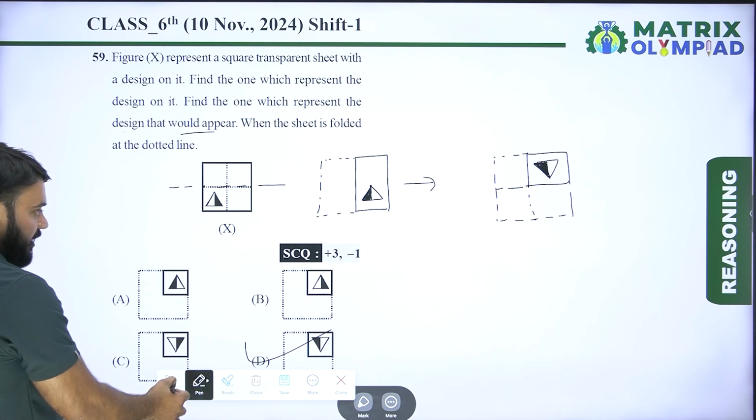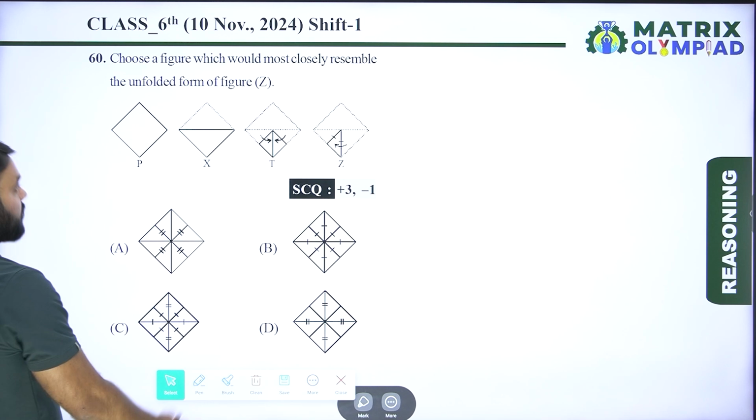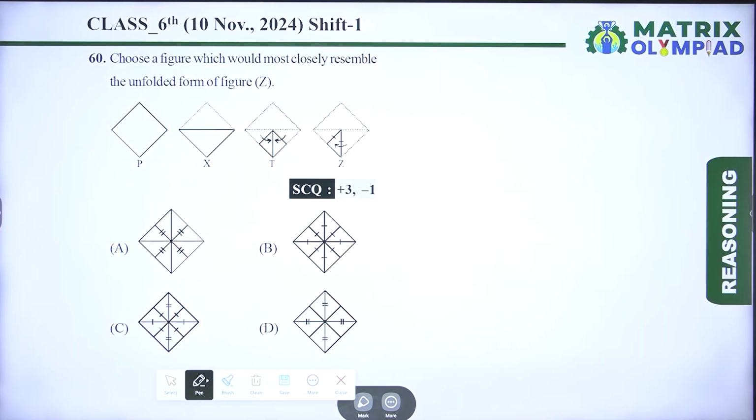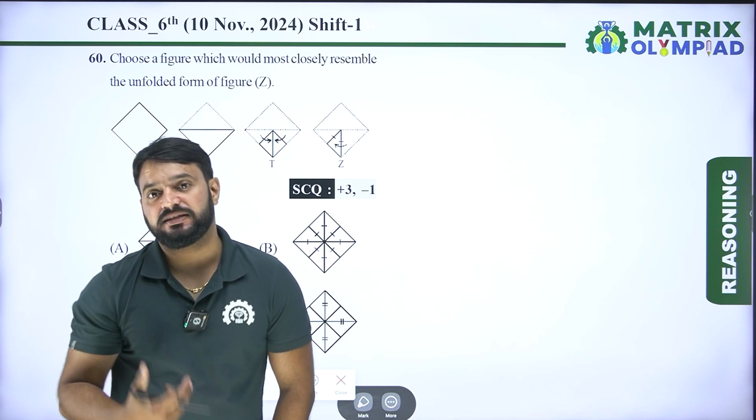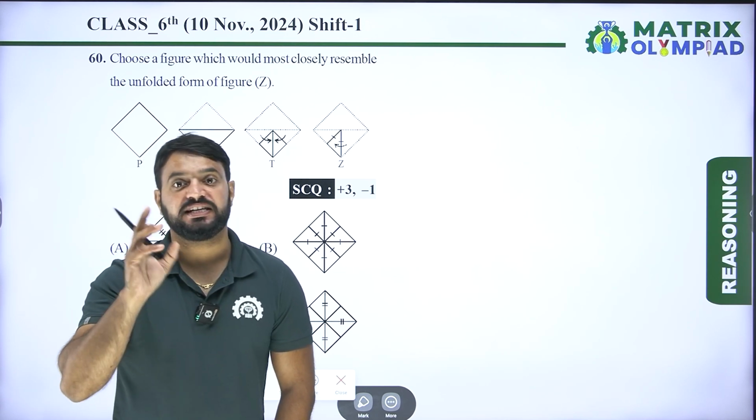Now let's move on to the next question. Now the next question is question number 60. Choose a figure which would most closely resemble the unfolded form of figure Z. So now unfold the figure. Unfold the figure in the same sequence as when it was folded and find the mirror image in each unfold.